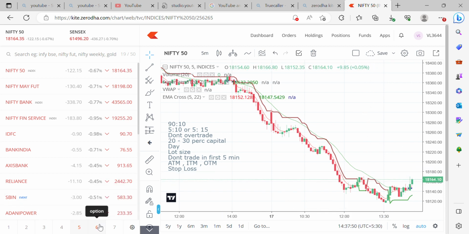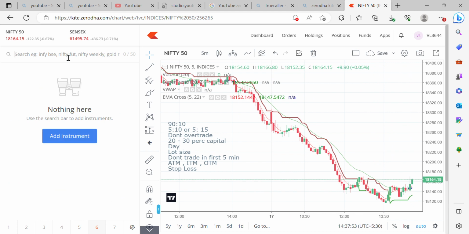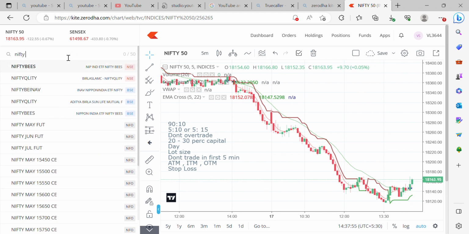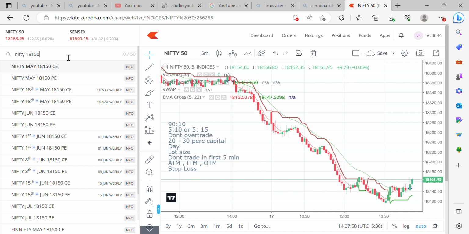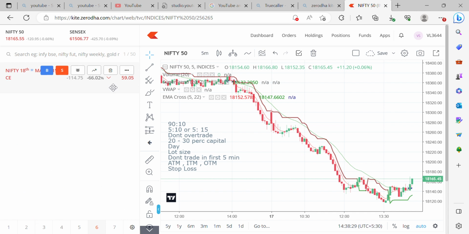Let's see Nifty 18150 call. Then how will it show? Nifty 18150 call, 18150 put, for 18 May. Then which do you have to select? You have to select 18, because today is 17, Wednesday. Tomorrow is expiry. Thursday is the expiry. So you have to select 18 May. Right? Again, you think the market will go upside, then you have to select call. So you have to select Nifty 18150 call. So that will be your ATM.